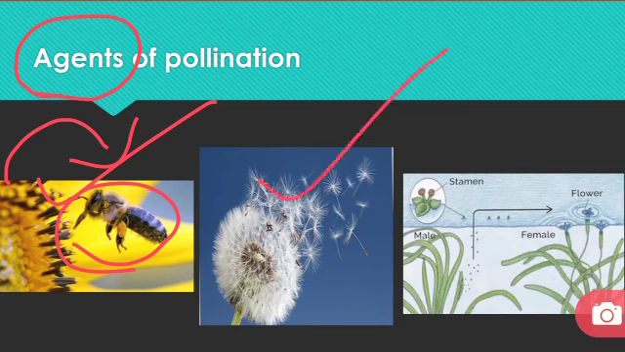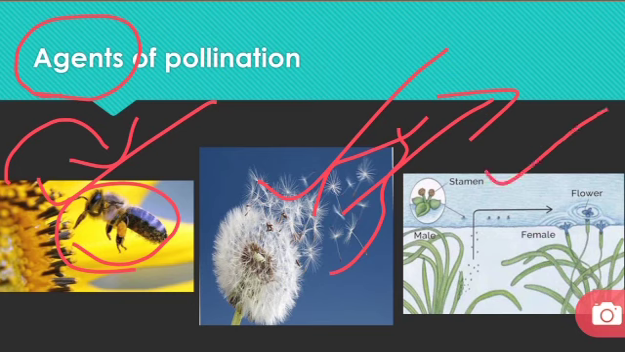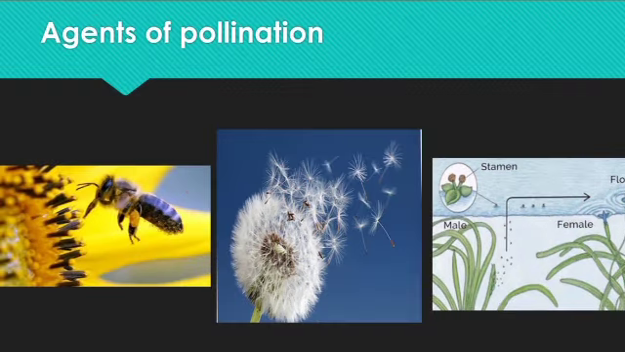Second is wind pollinated flower. Wind pollination occurs because of wind. You can see the structures, they move by the help of wind from one flower to another flower. And the third one is water pollinated flowers. So here the water is acting as the agent and the stamen is moving from one plant to another by the help of the flow of water. So these three were the agents of pollination.